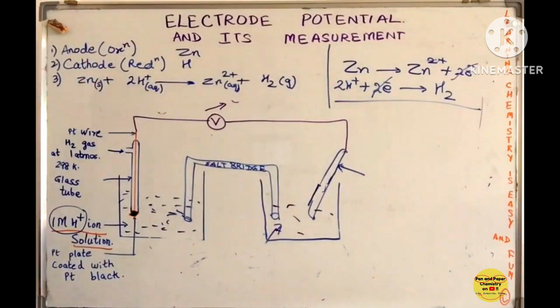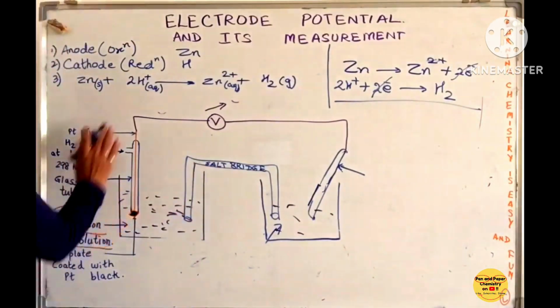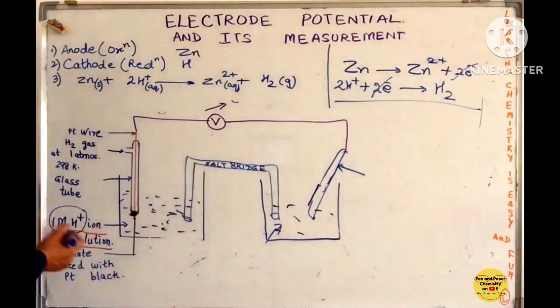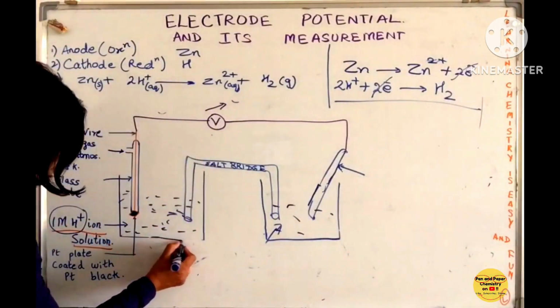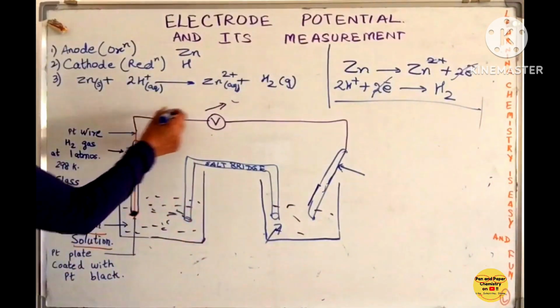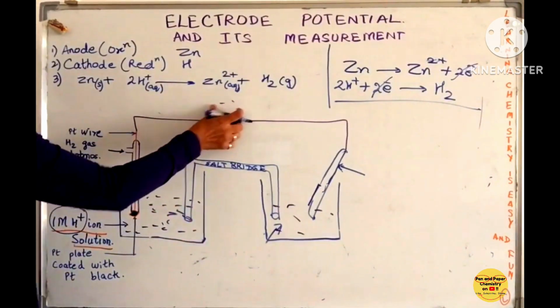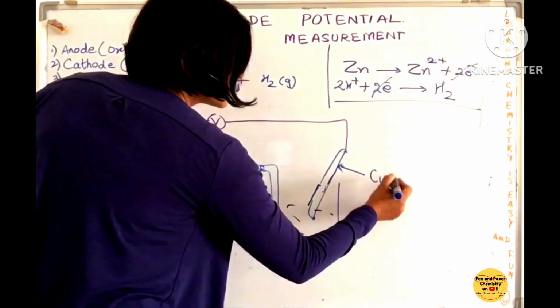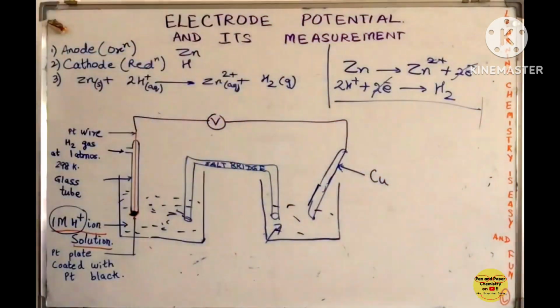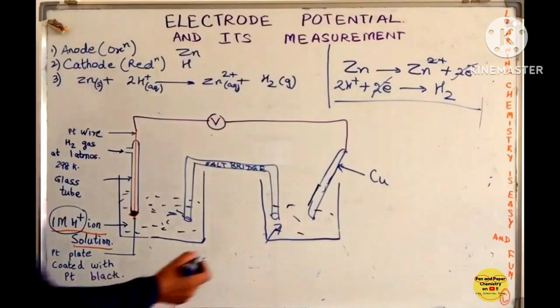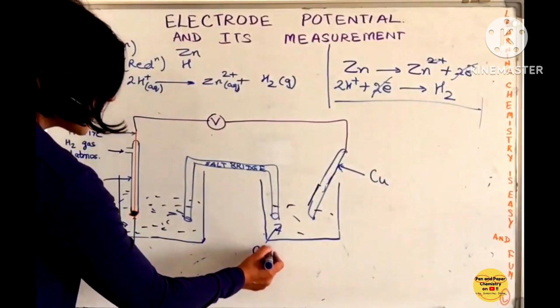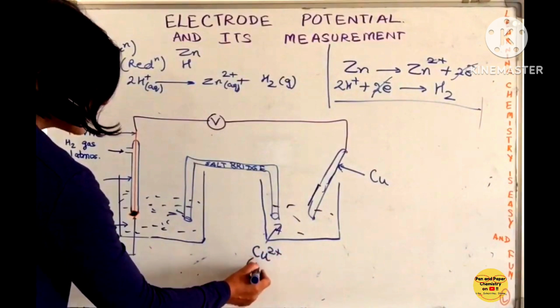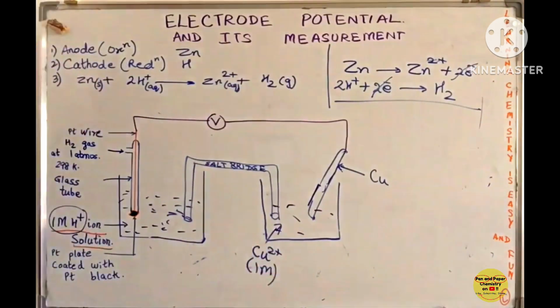Familiar turf, right? So I have got the same setup: the hydrogen electrode, the salt bridge, the conducting wire, the voltmeter, and what do we have over here is a copper rod in contact with copper ions. And don't forget to mention 1 molar because we are going to measure the standard value over here.